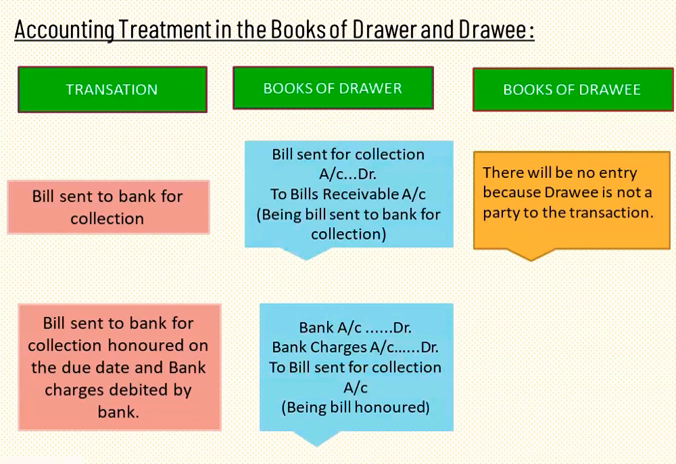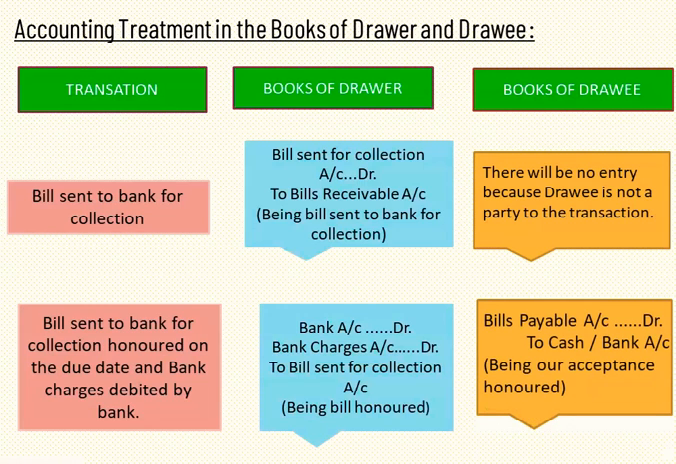Now let us see the journal entry in the books of drawee here. Bills payable account debit to cash or bank account, because finally the drawee is going to do the payment on the due date. So this entry is always going to remain the same, whether it is a discounting of bill, a normal bill, or a bill sent to the bank for collection. Drawee is going to do the payment and therefore this entry remains the same, that is bills payable account debit to cash or bank account.